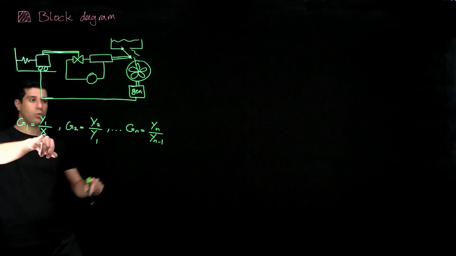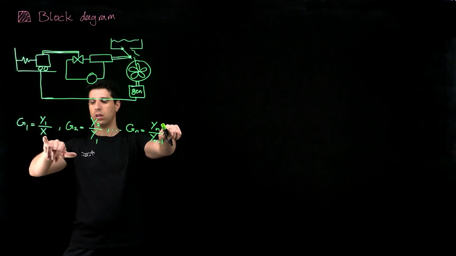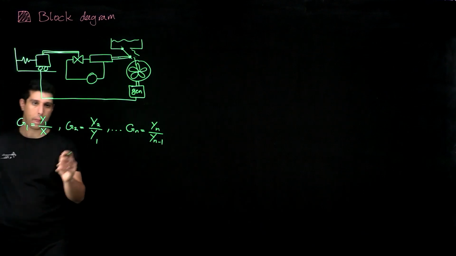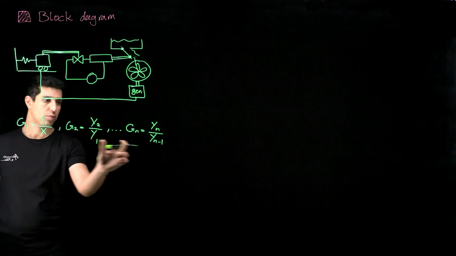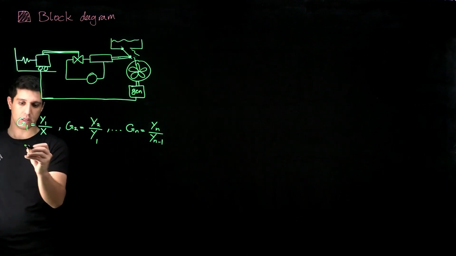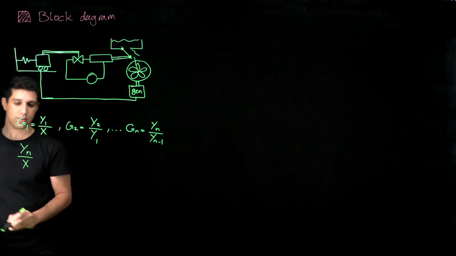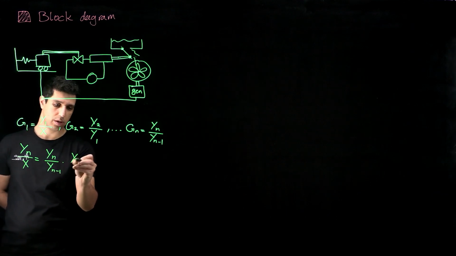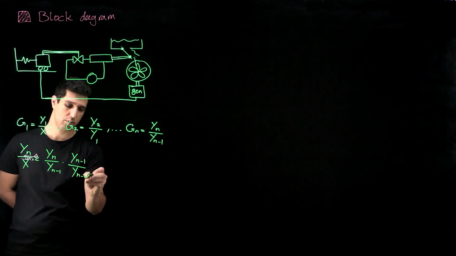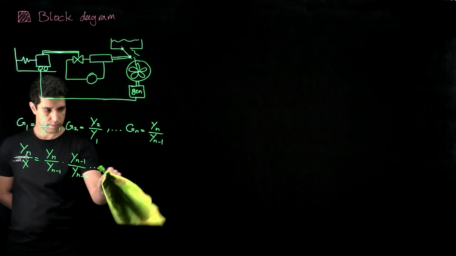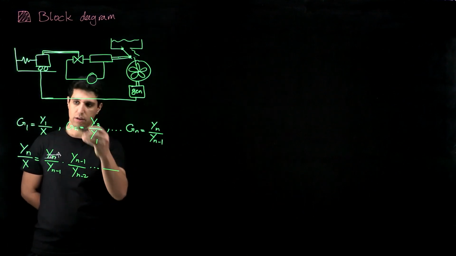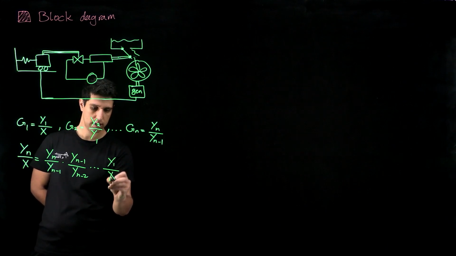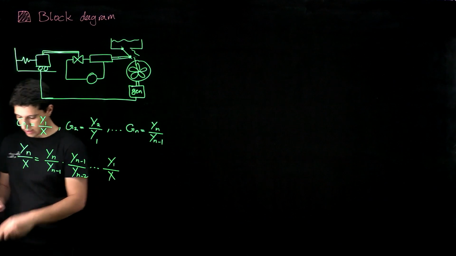So if I want to know what my final output is in relation to the first input in this example, what I can do is start very simply: multiply all of these together. So yn over x, I can write as yn over yn minus 1 times yn minus 1 over yn minus 2, dot dot dot, until I reach y1 over x, and they all cancel out.